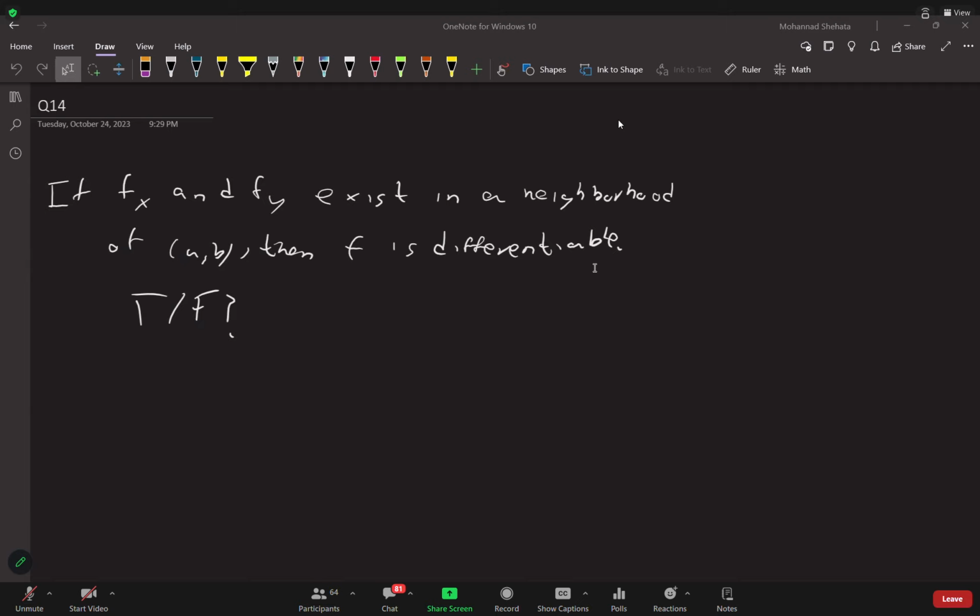Okay, seems like the majority of you have chosen false. How would you show it? Yes, you need fx and fy to be continuous, and most of all, oh, actually I should make this, though not necessarily. Though not necessarily at (a, b).